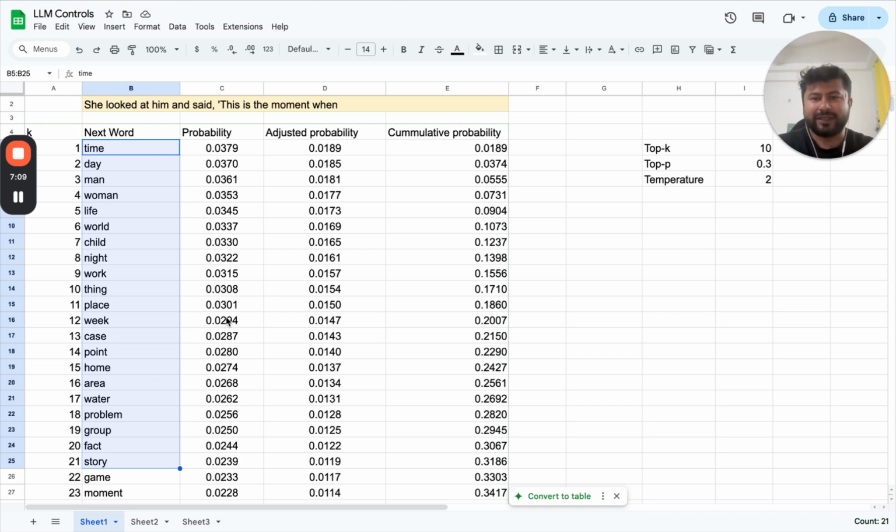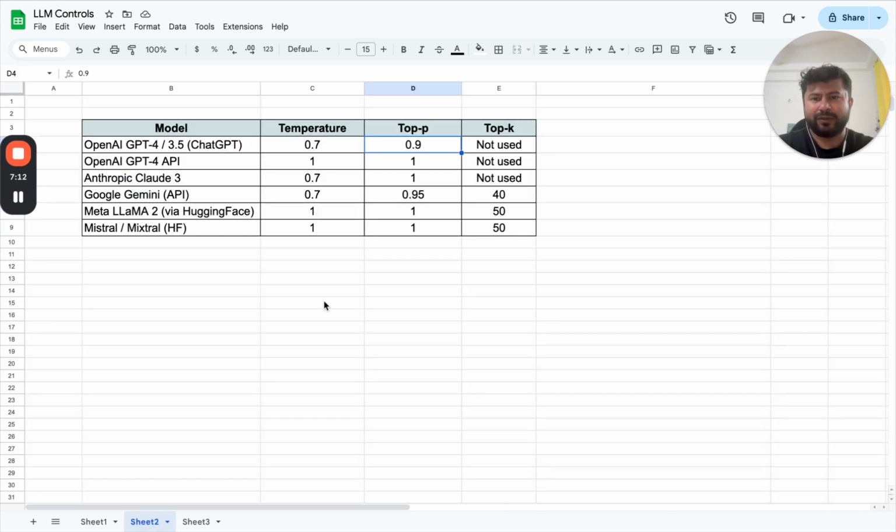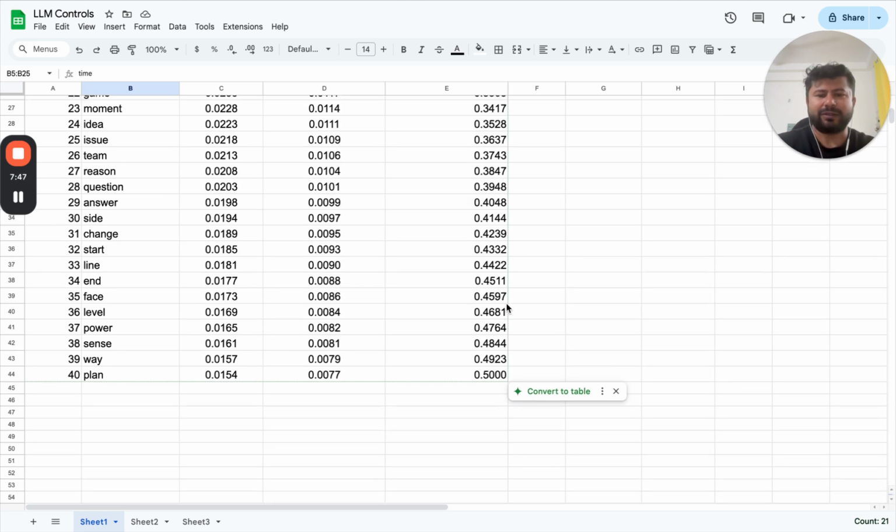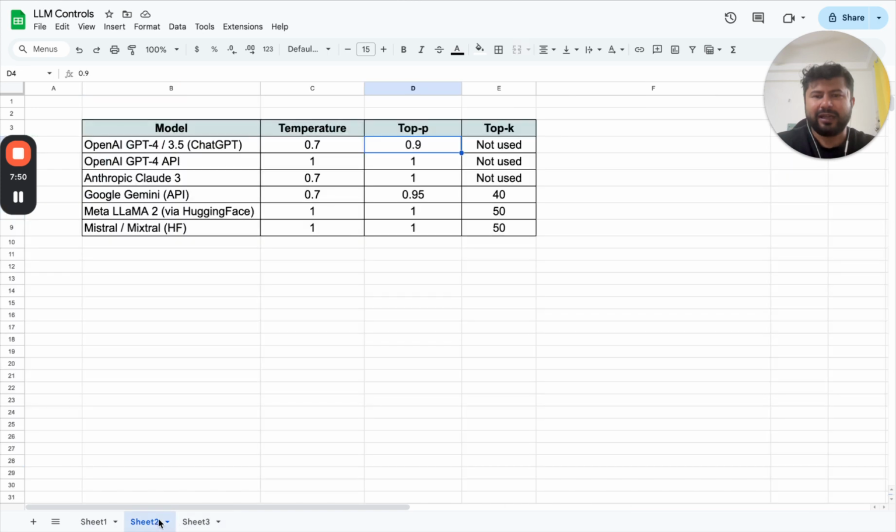Alright, if this part is clear, let me show you how different models also have a default setting of temperature and top P, and these are those values. It's wrong to say that OpenAI, Claude and Gemini don't use top K. It's just that in their backend the value of top K is very high, so it's as good as not using it. Top P equal to 0.9 basically means it's going to consider all the words whose cumulative probability comes out to 0.9. It's as simple as that.